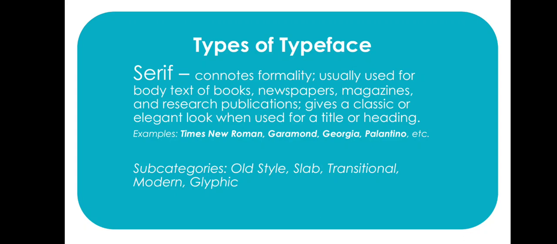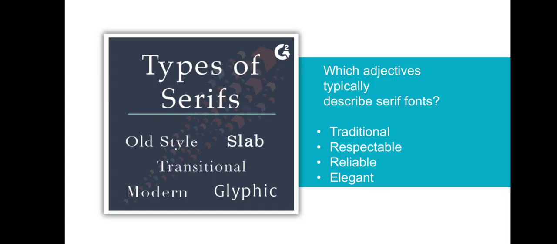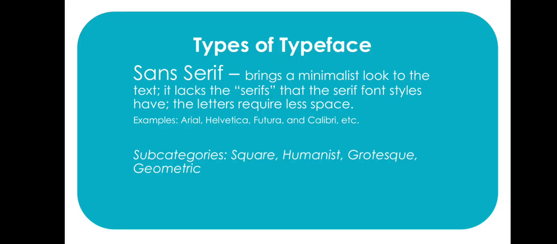And there are 5 subcategories of serif typeface. We have old style, slab, transitional, modern, and glyphic. So take a look at these examples. So we can describe the serif typeface as traditional, respectable, reliable, and elegant. Okay, that's the serif. The next type of typeface is the sans serif.